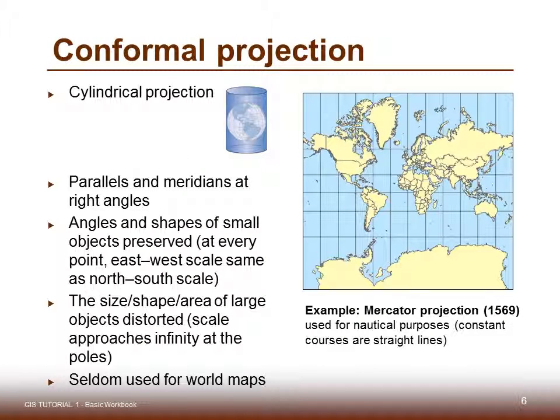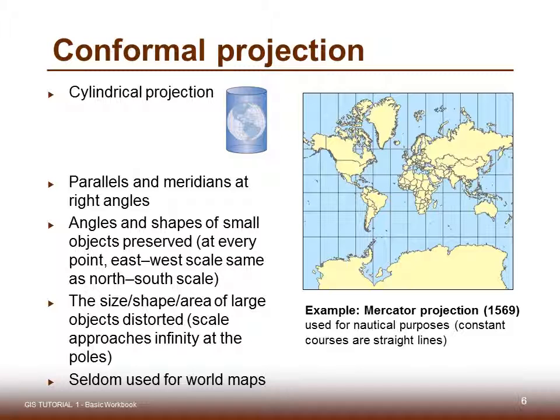First of all, here's the conformal or cylindrical projection in a bit more detail. A cylindrical projection is a type of conformal projection. Conformal projections have parallels and meridians that meet at right angles, and the angles and shapes of small objects are preserved at every point. The east-west scale is the same as the north-south scale. The size, shape, and area of large objects are distorted on a cylindrical or conformal projection, and scale will in effect approach infinity at the poles. This map is really not suited to be used for world maps.